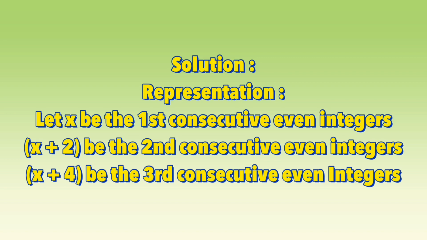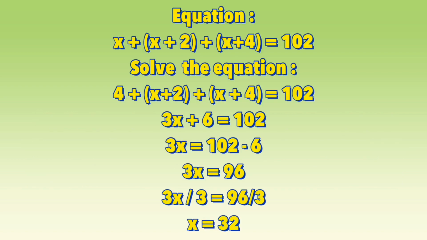Then the next, after representation, our next step is to make an equation. How to make an equation? Let's go back to the question. The question is asking for the sum of 3 consecutive even integers. So we have to add our 3 representations, which is x plus x plus 2 plus x plus 4 equals 102.